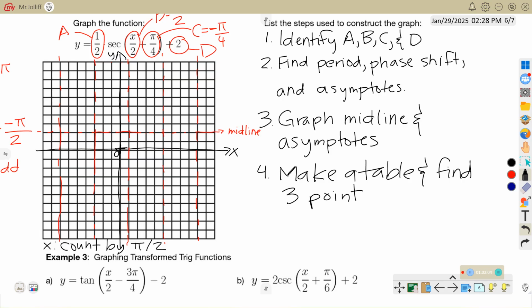My recommendation is of those 3 points, the middle point should be right smack in between 2 asymptotes. What does the middle of that section look like? I'm going to model that for this graph. So I'm going to make my table down here so you can see it. X and Y. We know Y is that ugly secant formula that we're going to plug into our calculator.